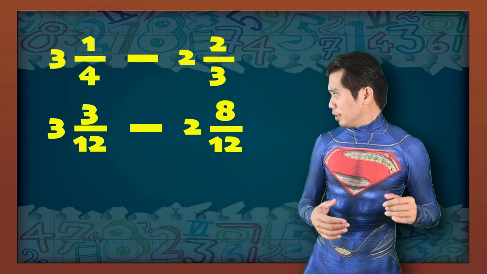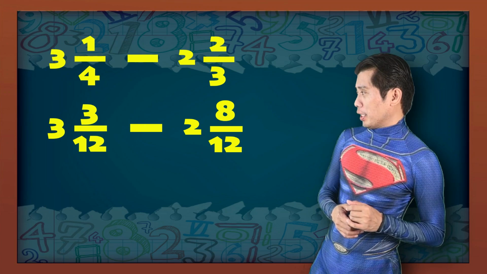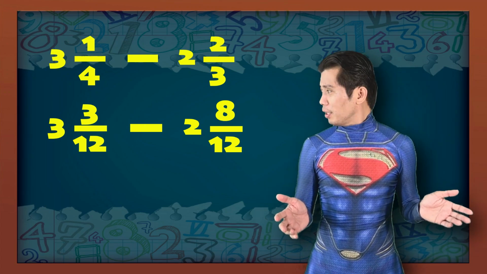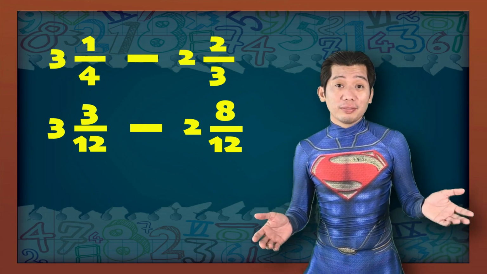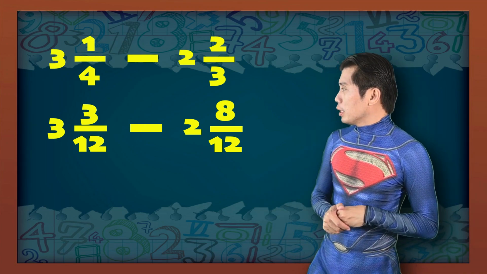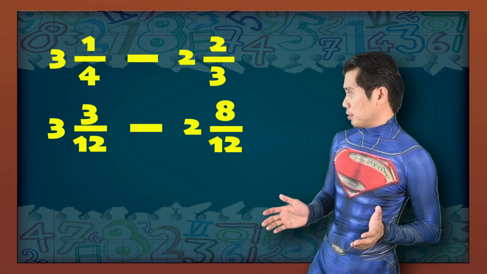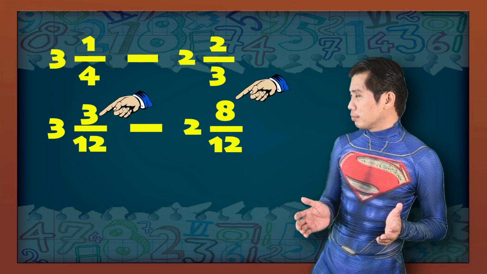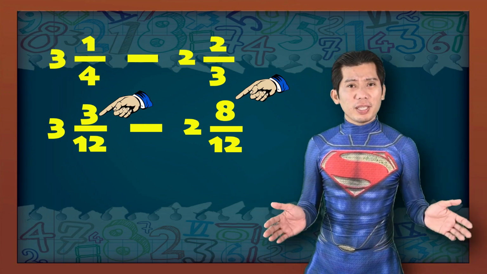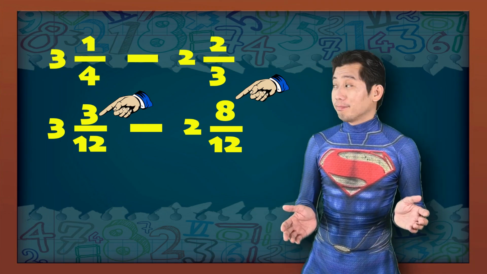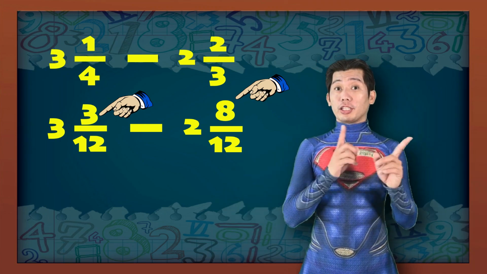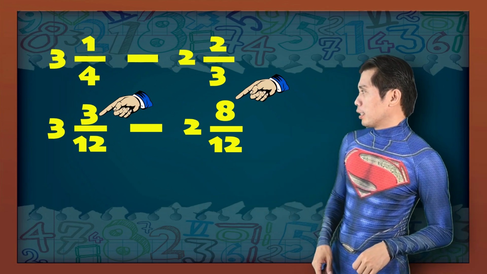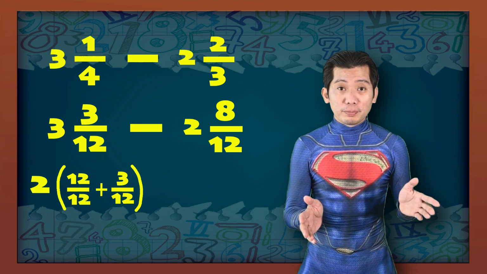Let's check. The whole number parts, 3 and 2, we can subtract them easily. Okay, 3 minus 2 is just 1 whole. But what about the fraction part first? 3 minus 8. It seems to be a negative result. Can we interchange 8 and 3? No way! Don't do that. But we need to regroup.